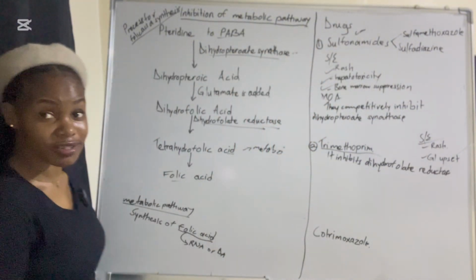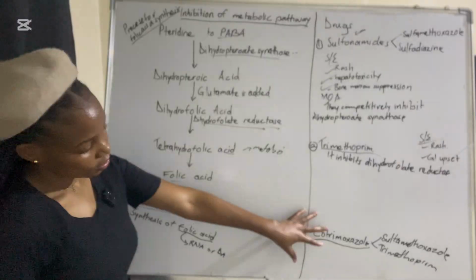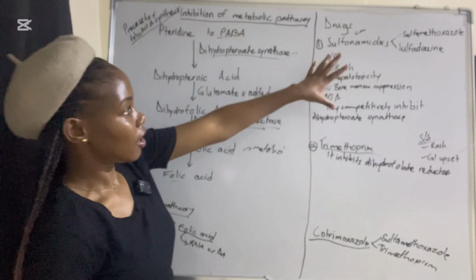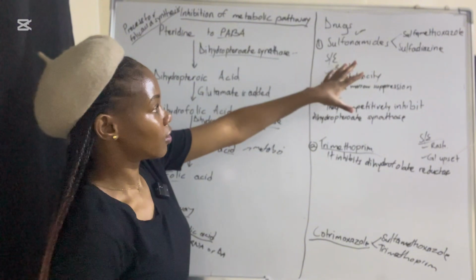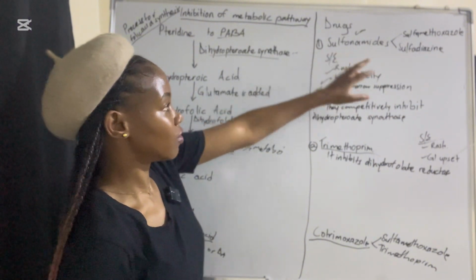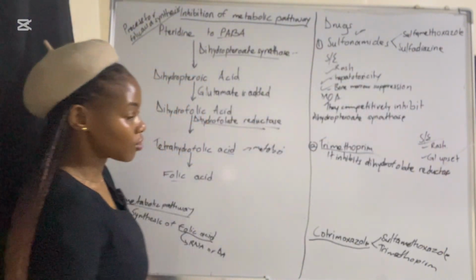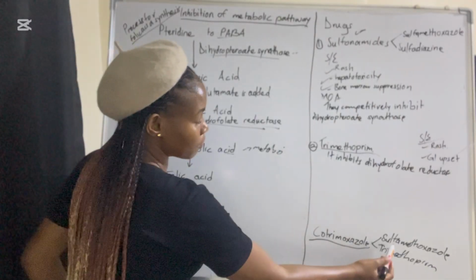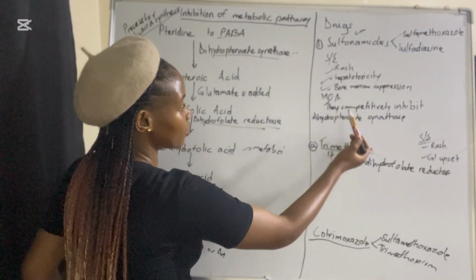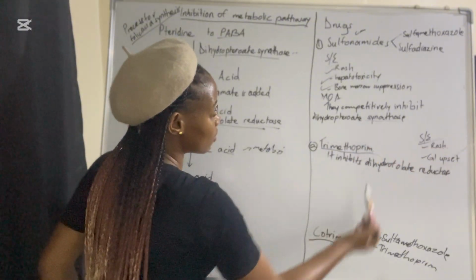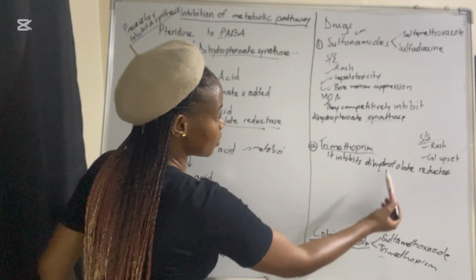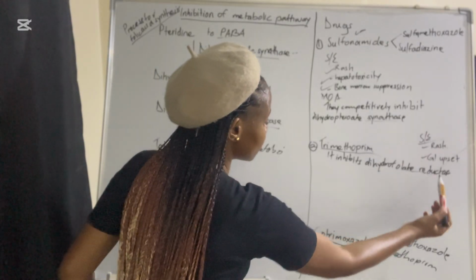Another important concept that I don't want to forget, cotrimoxazole is a combination of both trimethoprim and a class of drug, an example of this class being sulfamethoxazole, whereby if you're given this combination, the sulfamethoxazole is going to be inhibiting the synthase, while the trimethoprim is going to be inhibiting dihydrofolate reductase.